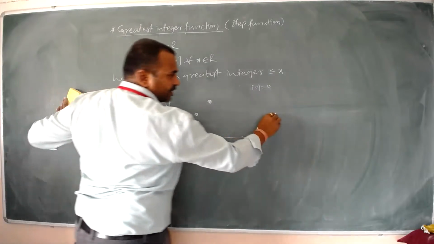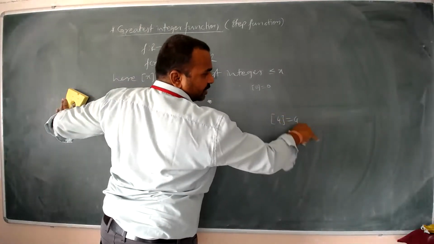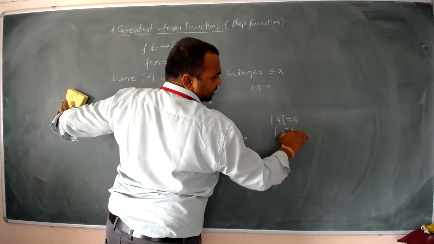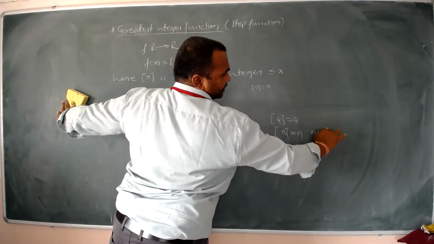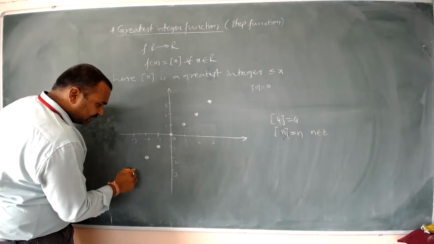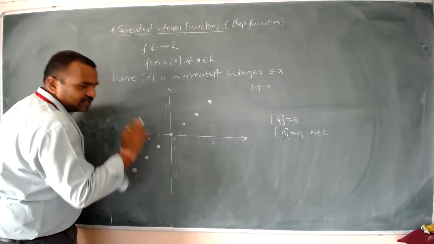Now, already we discussed this. Box 4 is nothing but 4 only. If it is an integer, we will get the same answer. If n belongs to Z, we will get the same answer. So if I take -3, the answer is also -3. Just try to understand.